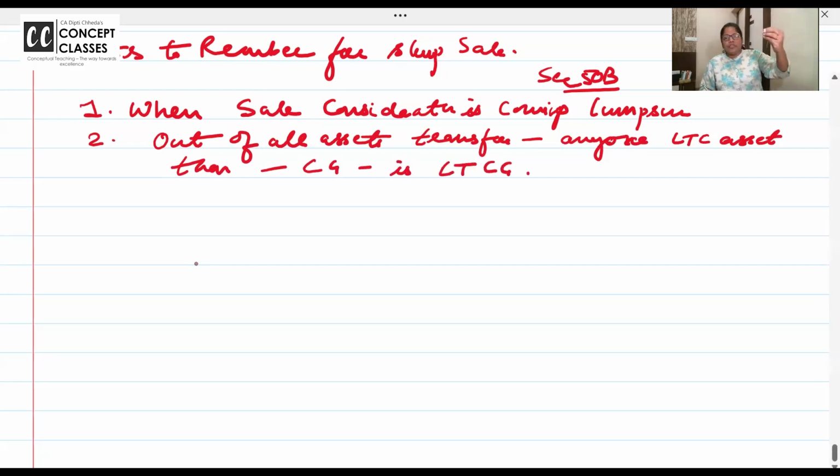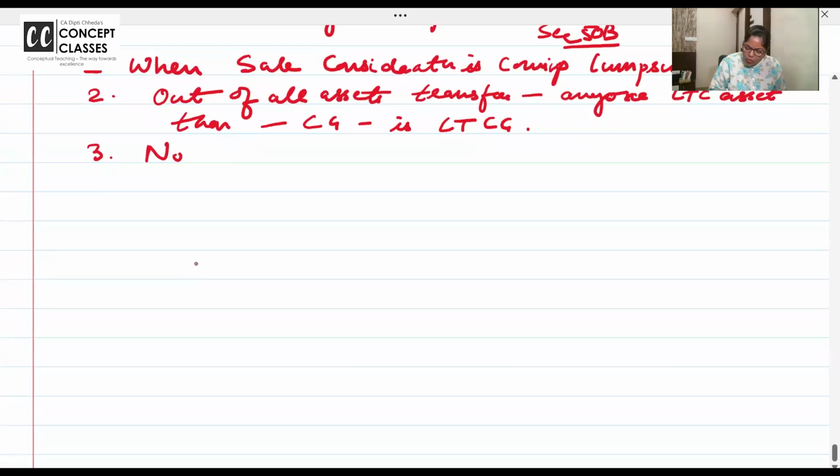I have transferred you 3-4 assets. Out of that, any one is long-term. The whole capital gain is long-term. Third thing is no indexation. Ma'am, you said if it is long-term capital gain, we have to take indexation. But here the way we calculate is different.